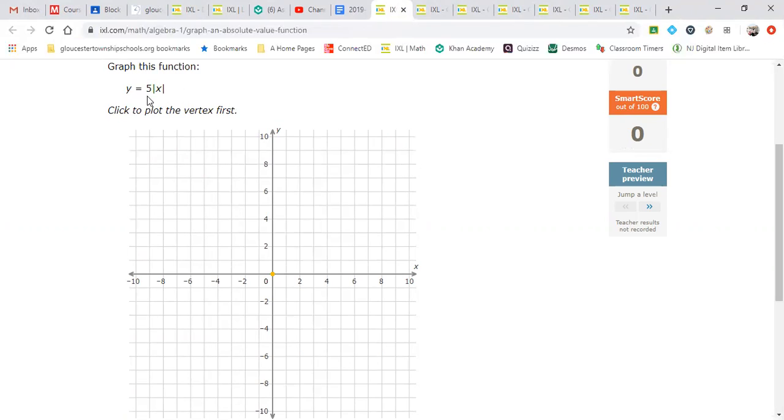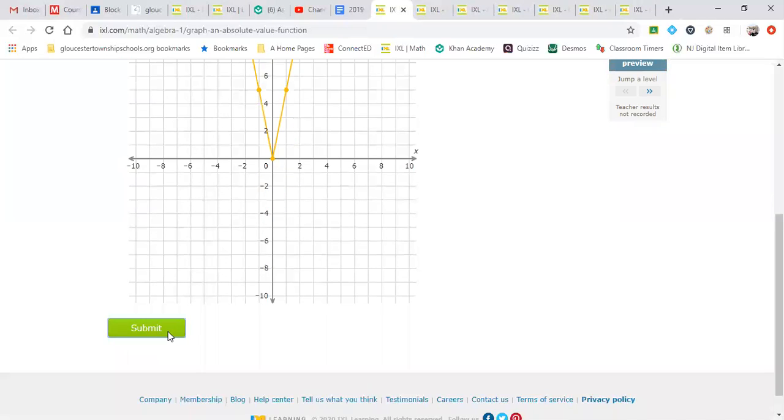But now I have an m value, a slope that's not 1. My m value is 5 outside of this absolute value. That means that I'm going to have a rise and run of 5 over 1. It's still a v, but it's a skinny v now because it's growing at a 5 times faster rate. Well, let me just double check myself. My input here would be 1. Input 1, absolute value of 1 is 1, and 1 times 5 is 5. Output is 5. I've got a winner.